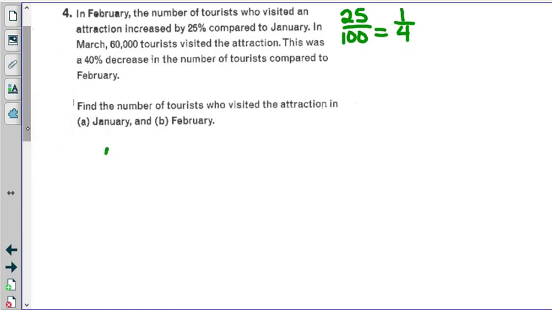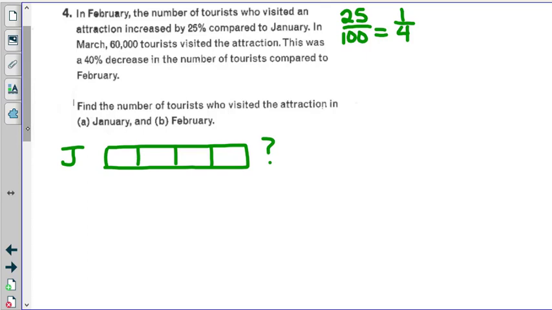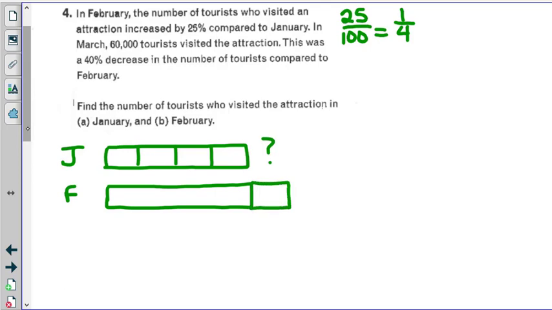So, January, we have the 100%, which I'm going to cut into fourths because my 25% is going to help me, and I'm going to label that January. So that's one of the questions. How many people were in January? In February, it increased by a fourth, 25%. So here's my original January, which I'm now calling February, and I'm going to add on an equivalent fourth here. So this is February, which now has 5 of those fourths. So here's my increase of 25%.